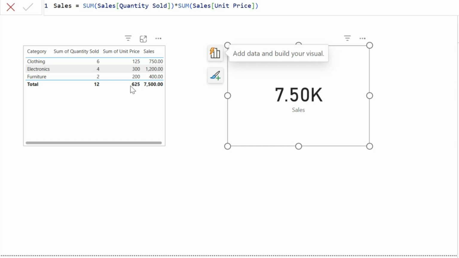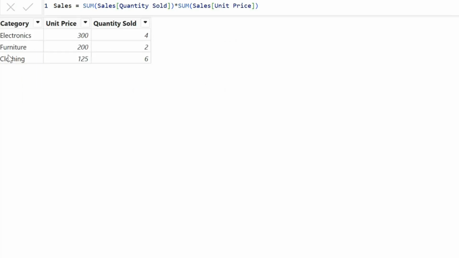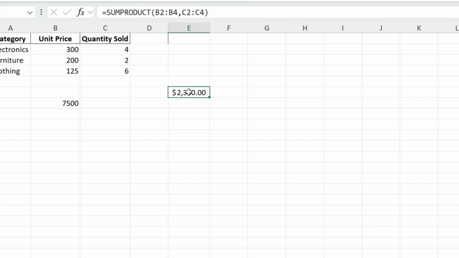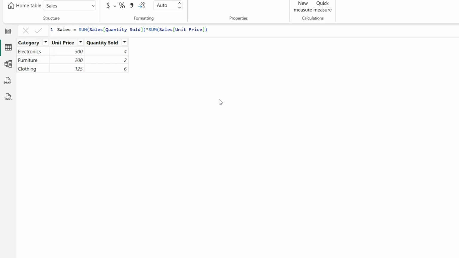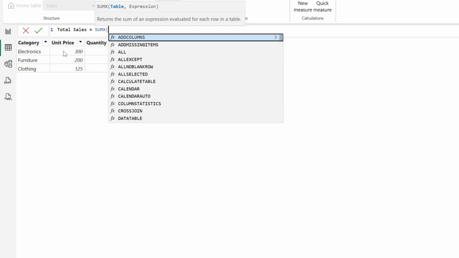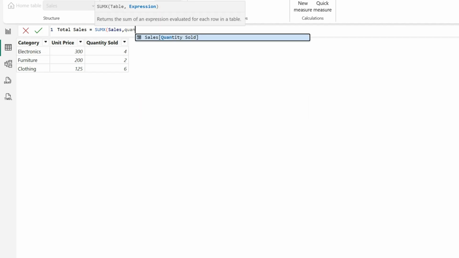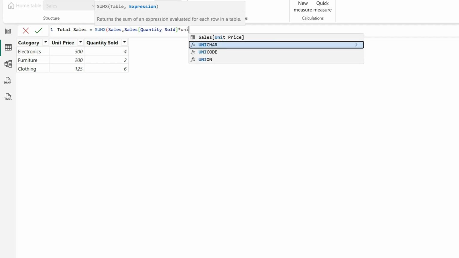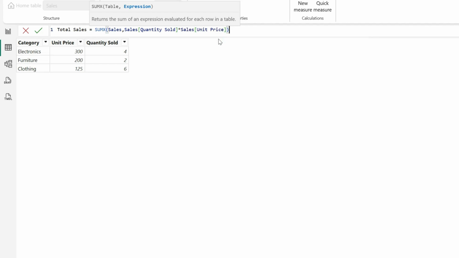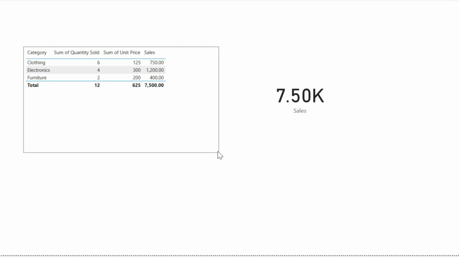We do the same as SUMPRODUCT, but in Power BI we don't use SUMPRODUCT. Instead we use the SUMX function. SUMX requires a table. It's our sales table. And what should we do? Quantity sold multiply unit price. Now you see it is correct.